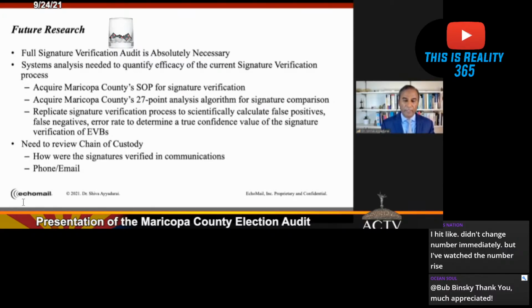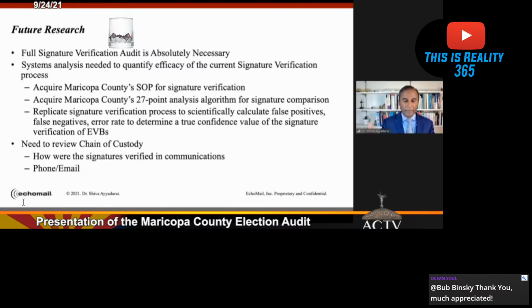Today, what happens is when there's a questionable signature, people call the person, they contact them, and then they have some conversation, which is then verified. Where are those conversation records? Are those tickets stored anywhere? And do we have access to that?